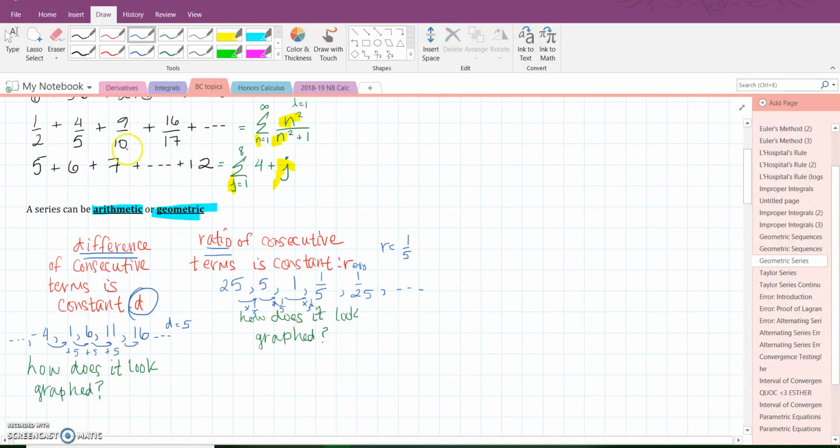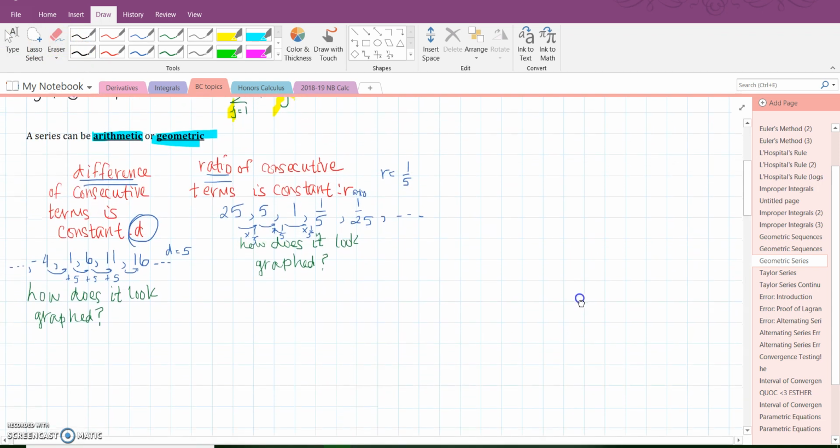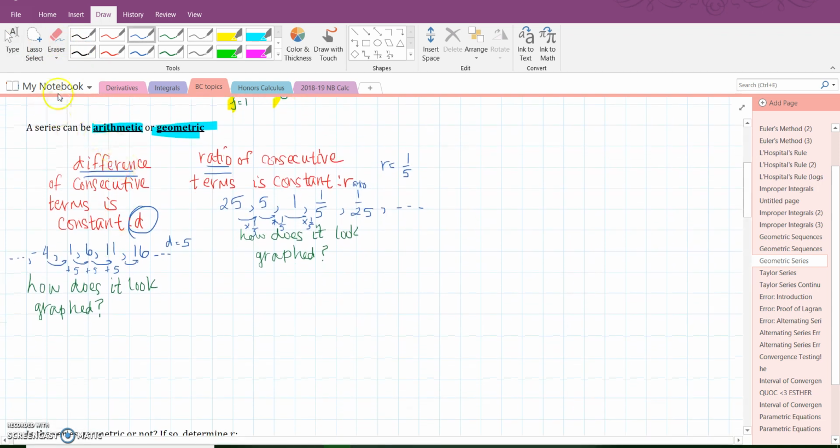Now let's think about what these would look like when they're graphed, because that's very important in understanding why we prefer one over the other, because we only care about one of these. So let's figure out which one we're going to care about. If I took this and I graphed, our first term is -4. Our second term is 1. Our next term is 6. Our next term is 11, etc. You can keep going. This follows a linear pattern.